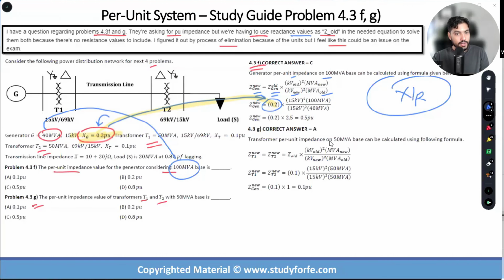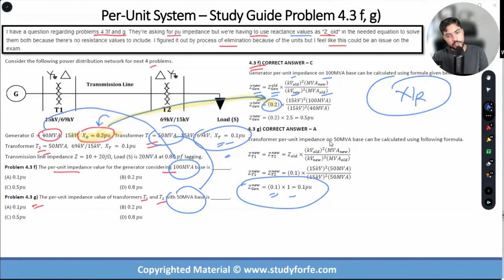Okay. As far as the transformer is concerned, same story. If the reactance is primarily mentioned and the resistance is ignored, you're going to treat the transformer's per unit impedance as its per unit reactance, right? And we ended up with the same answer. So 0.1 we started, and we ended up with 0.1, because for the transformer, I was asking you to calculate it on its original base. So it remains unchanged. Technically, you didn't even have to do this calculation. You could have just selected 0.1 because there's no difference.